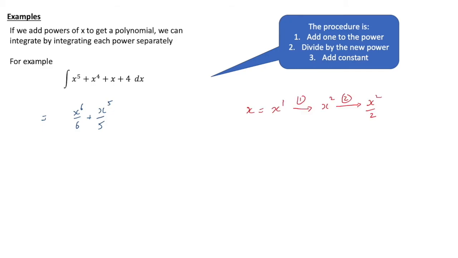So what about x? Well, we know that x is the same as x to the power of 1. So then our first step, we add 1 to the power and we get x squared. And then the second step means we divide by that new power, so that gives us x squared over 2.